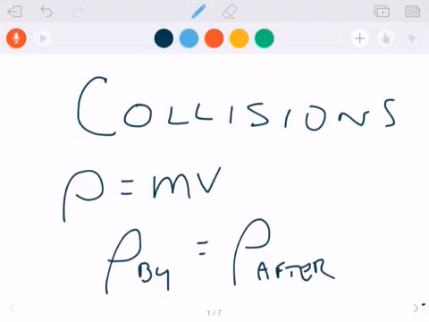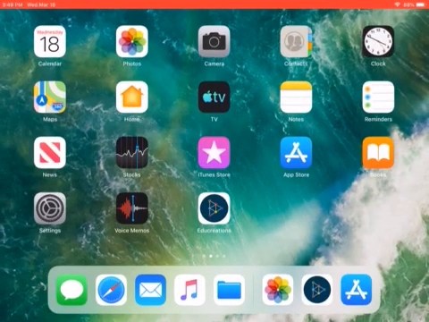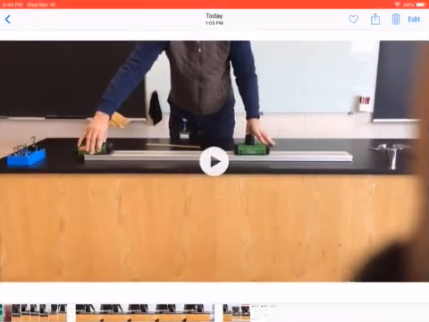So I'm going to show you a video of a scenario like this, and then we're going to create a qualitative equation based on the situation as practice. Let's see how this goes. Here we have two Vernier carts, and these carts are going to collide. We're going to watch the scenario and pick out where the momentum is before the collision and where it is after the collision, and then create a qualitative equation based on the scenario.